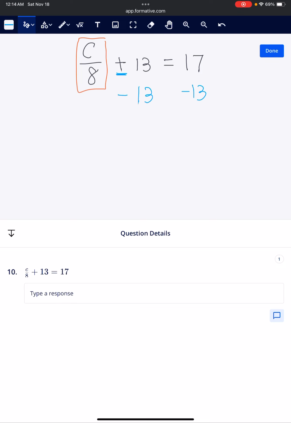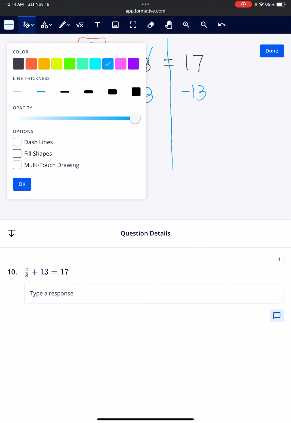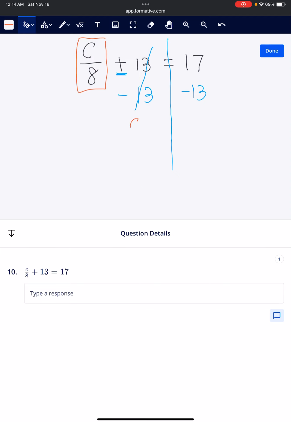Minus 13 on both sides. Then these will be gone. You'll be left with just the variable. 17 minus 13 is 4.